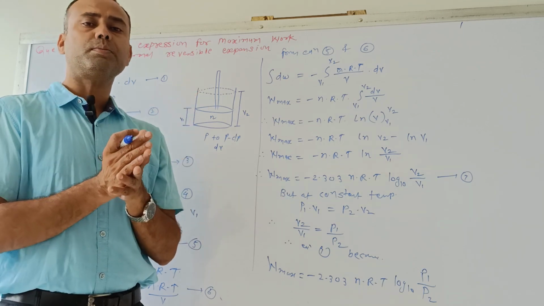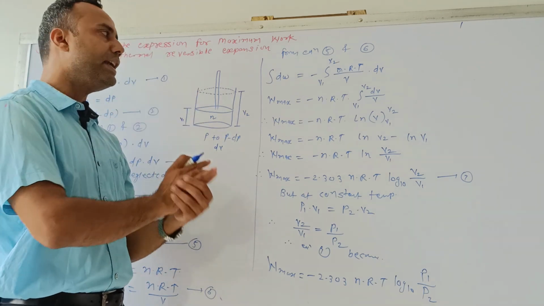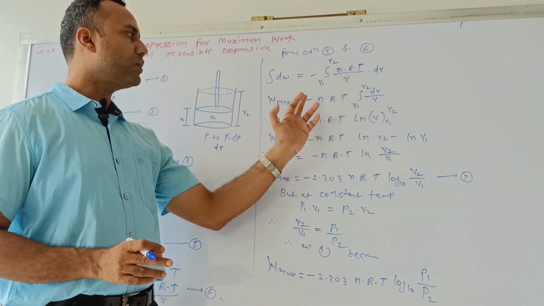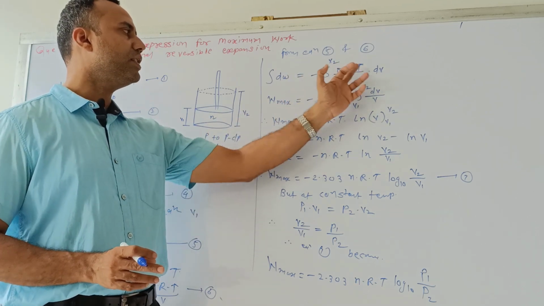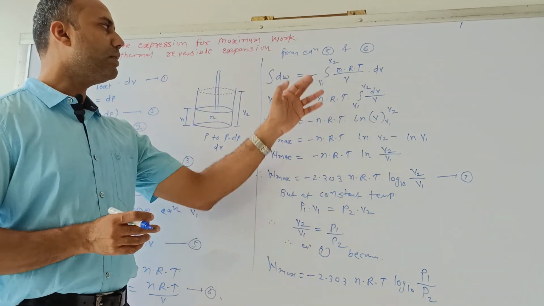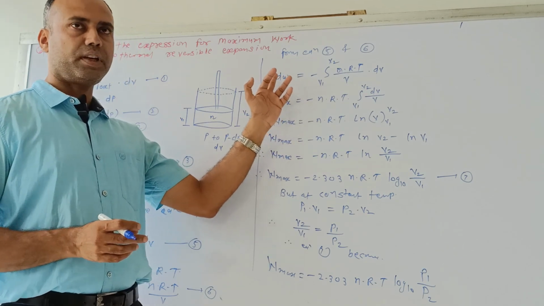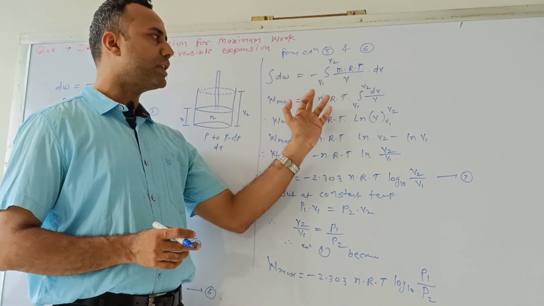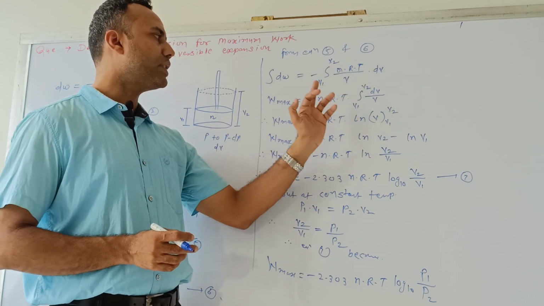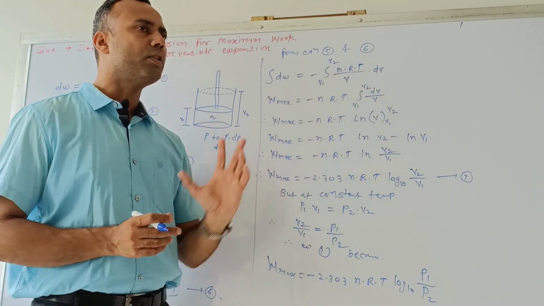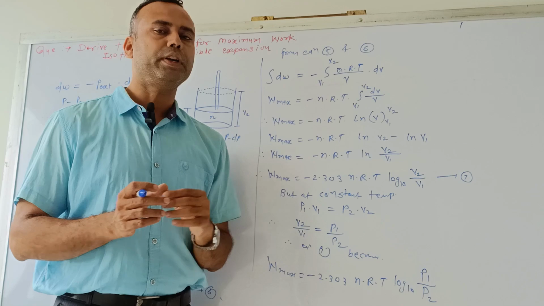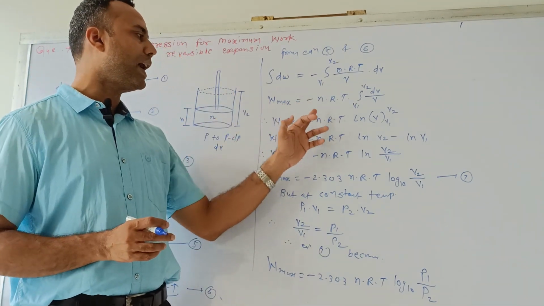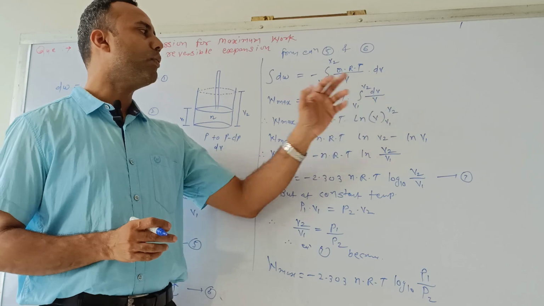So, constant terms can be taken outside the integration. The minus sign is outside the integration. n is outside the integration, R is outside, T is outside. Now what is remaining? The integration of dw is w max, minus as it is, n, R, T come outside. So what is remaining? dV upon V, V1 is the lower limit, V2 is the upper limit.